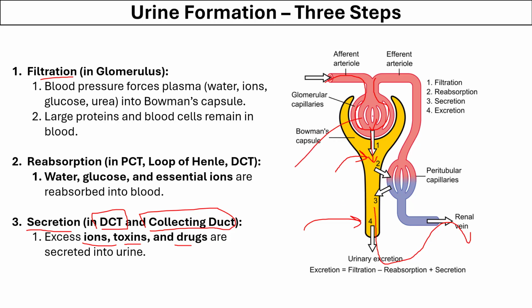So in first step you have filtration, which creates the first filtrate, which is also called the glomerular filtrate. Then you reabsorb important material from the glomerular filtrate. In the end, you add excess ions or toxins back into this urine, and the final composition of urine that is formed is passed to the collecting duct, and then that goes into the renal pelvis.